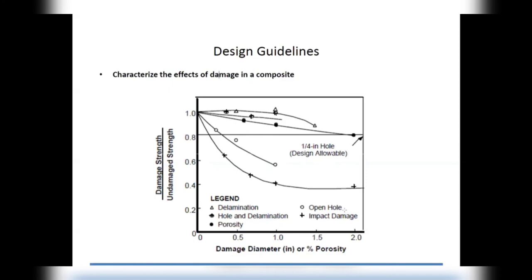So in essence, characterizing your structure to various levels of damage can be extremely helpful in the design of composite structures. And the open hole analysis or testing can help envelope some of the types of damage you may have. By characterizing the full spectrum of damages compared to open hole, you can use the open hole itself to achieve a robust design.